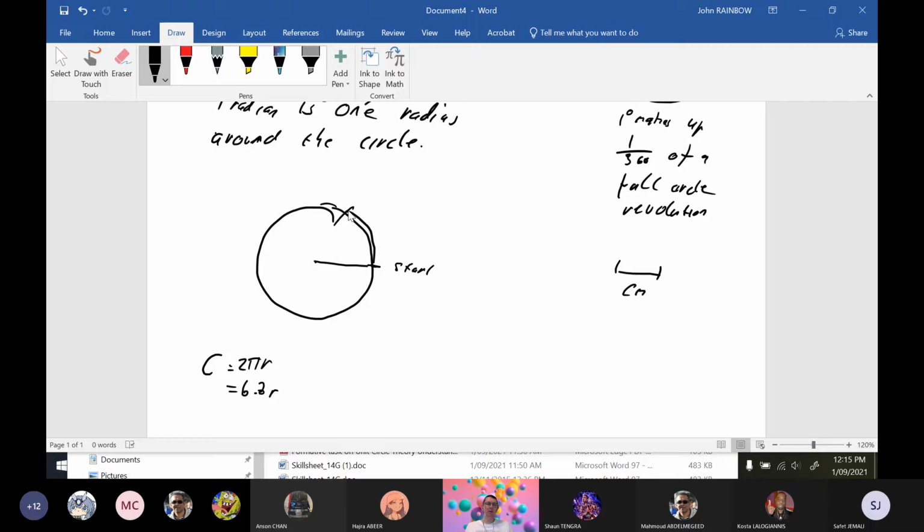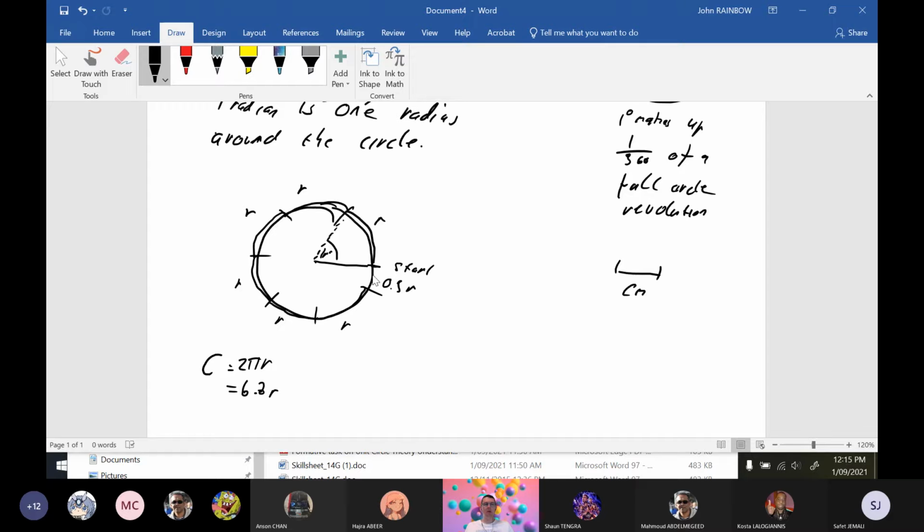So you're going to have 1, 2, 3, 4, 5, 6.3. So you've got a radius here, a radius here, a radius here, a radius here, a radius here, a radius here, and 0.3 radiuses. So 1 radian is measuring the angle, and that's it there. So that is what a radian is. That's 1 radius, and that's an angle.